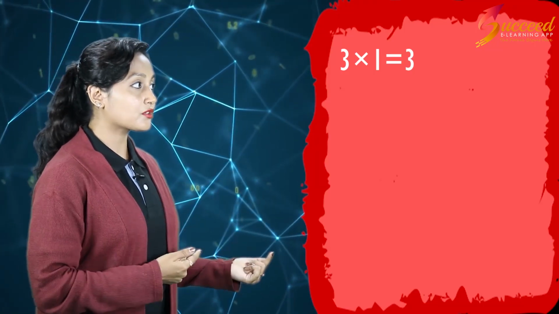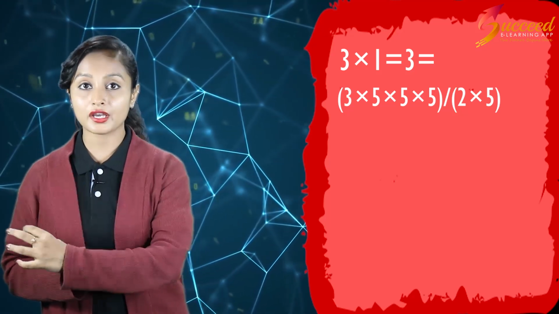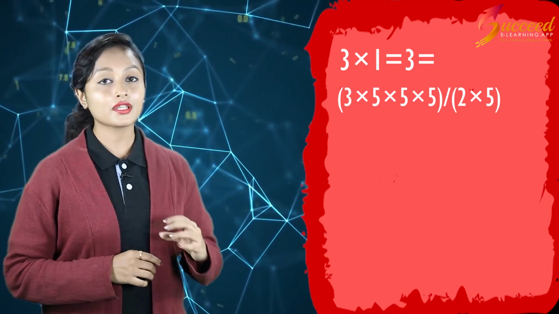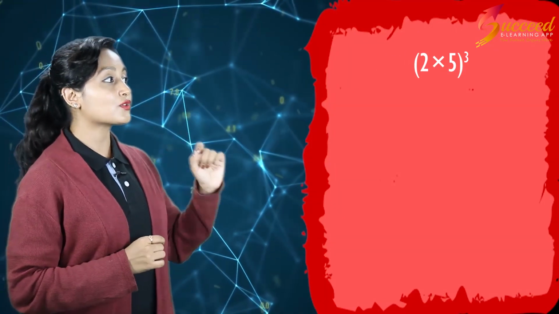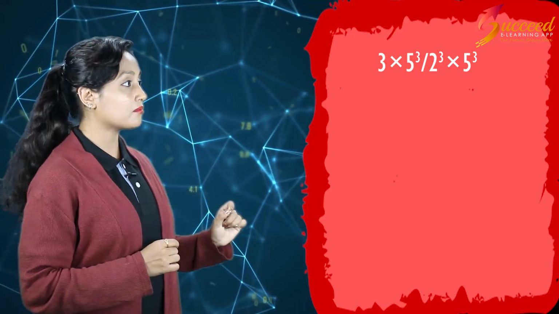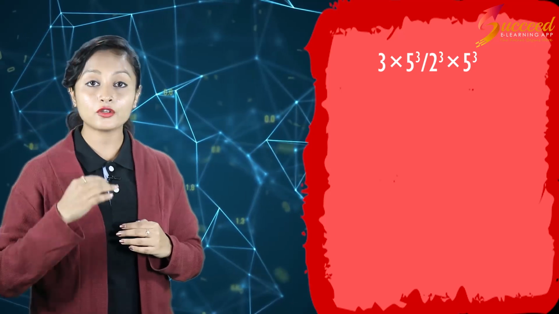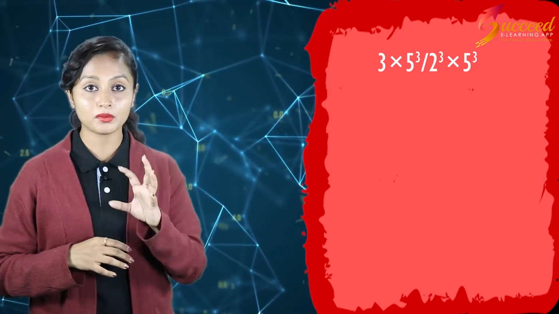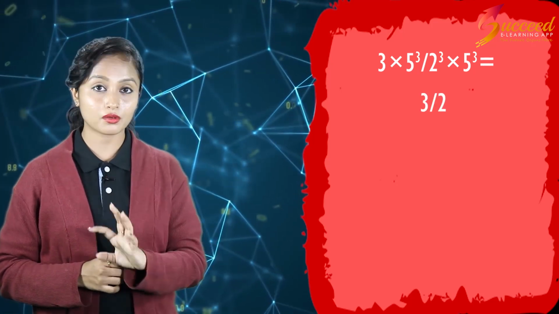Now this can be written as 3 into 5 into 5 into 5 divided by 2 into 5. That is, 10 is expressed in the form 2 5s are 10. So 2 into 5 whole to the power 3. Now if I have to write it in terms of powers, we write it as 3 into 5 power 3 divided by 2 power 3 into 5 power 3. On the numerator and on the denominator, you have 5 cube. So cancel both the sides and you are left with 3 divided by 2 cube.